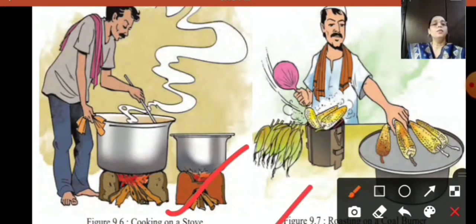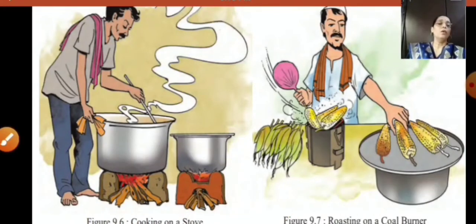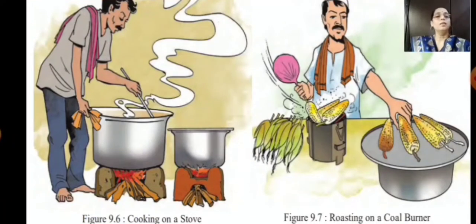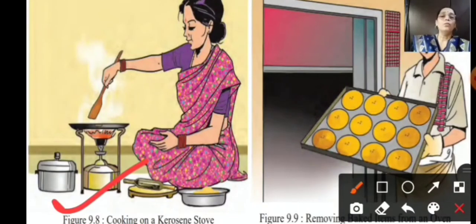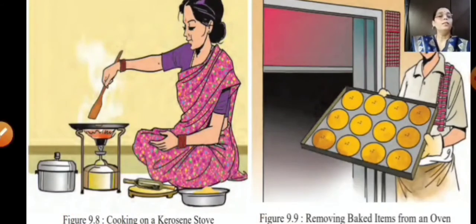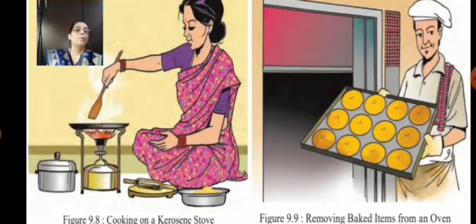And this is figure 9.7, roasting on a coal burner. You can see a man, what he is doing? He is roasting maize corns on a coal burner. Now the next, this is figure 9.8, cooking on a kerosene stove. What is the lady doing? She is cooking on a kerosene stove. Then this is figure 9.9, removing baked items from an oven. You can see the baker removing baked items from an oven.